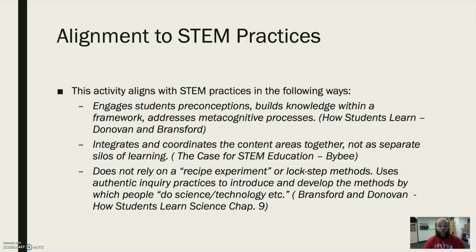Technology, because you're using technology to test these materials. Engineering, because you're coming up with ways to test them, coming up with the different methods by which you test them. And then math, things like measuring, things like weighing. That's where your math component comes in.